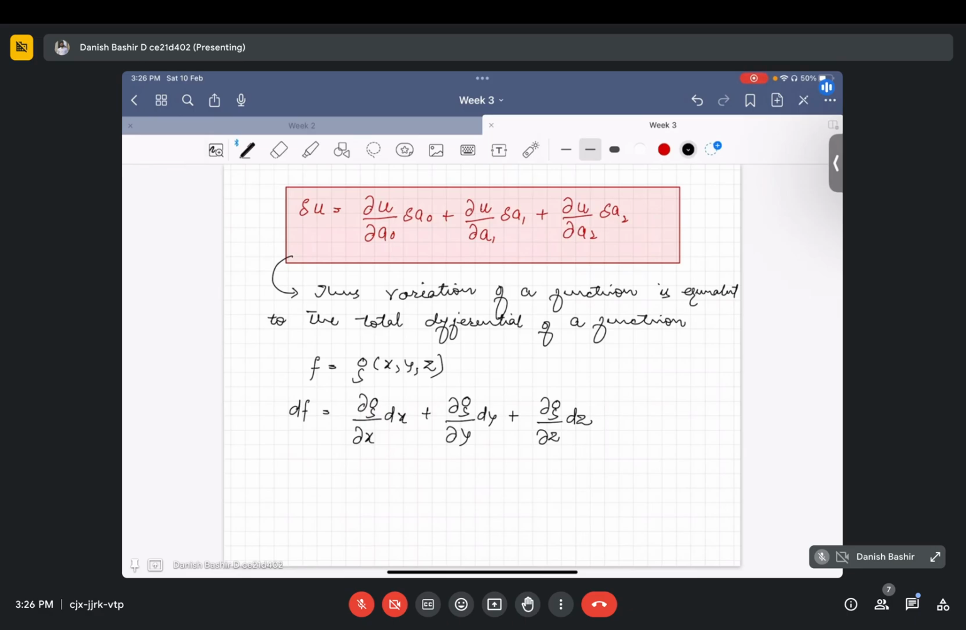So you can clearly see that in variational calculus, the variation of a function is exactly equal to the total differential of the function. In general form, we can write the variation of a function as the partial derivative with respect to the first unknown constant a naught times delta a naught, plus and so on up to, if we have n unknown constants, dou u by dou an times delta an. Sorry, here we don't have a differential, we have a variation. I hope this is clear to you.